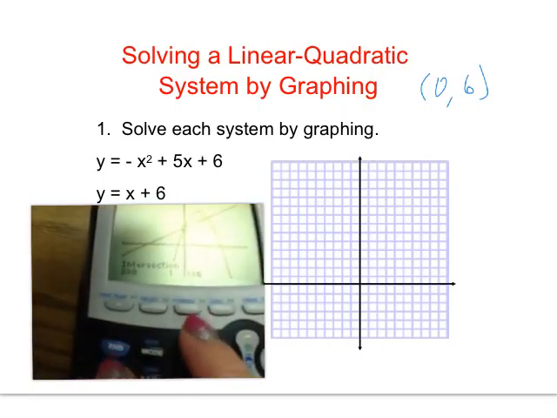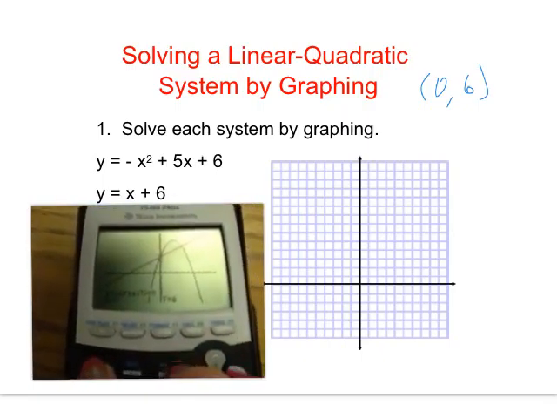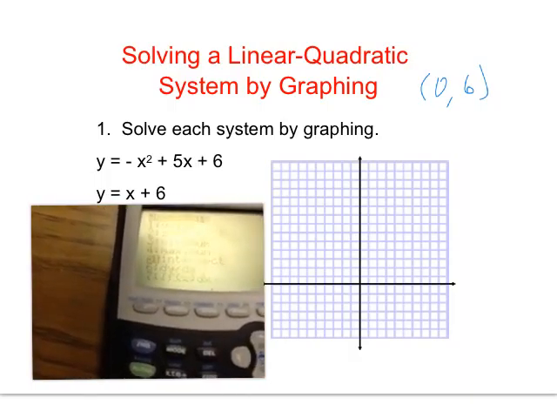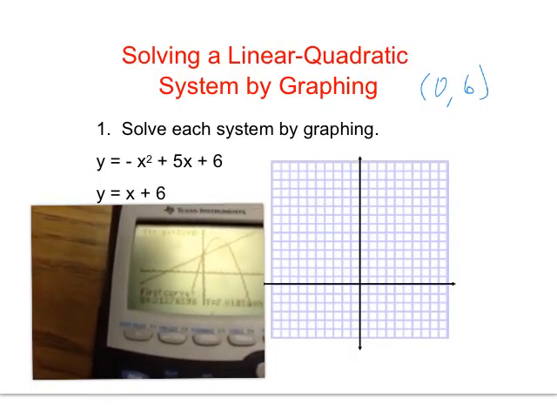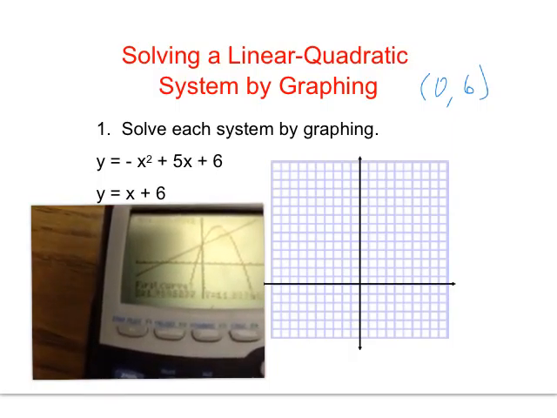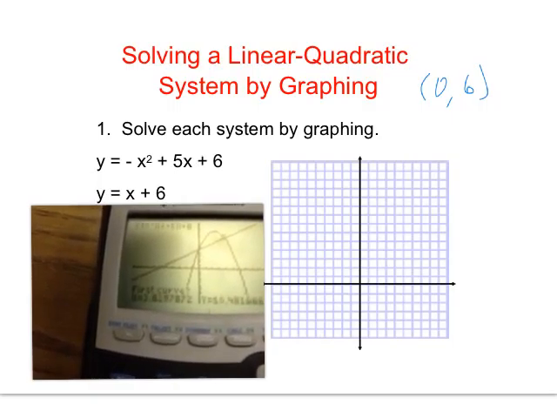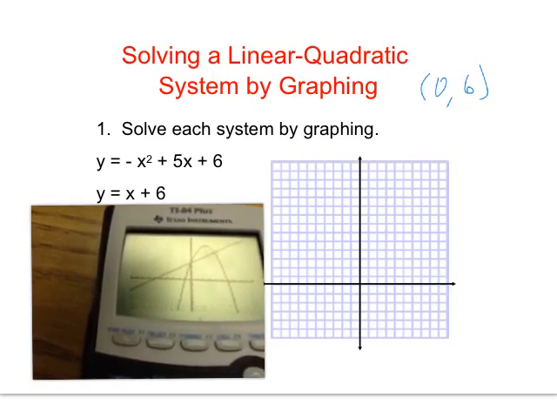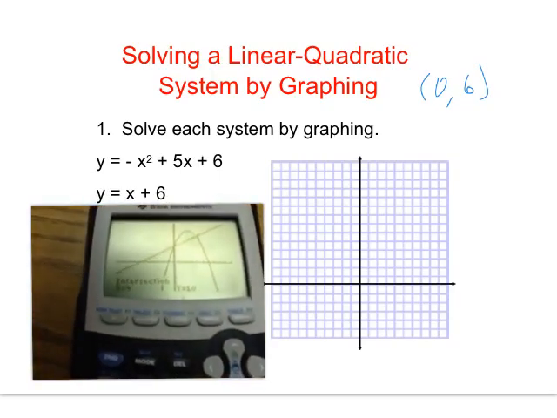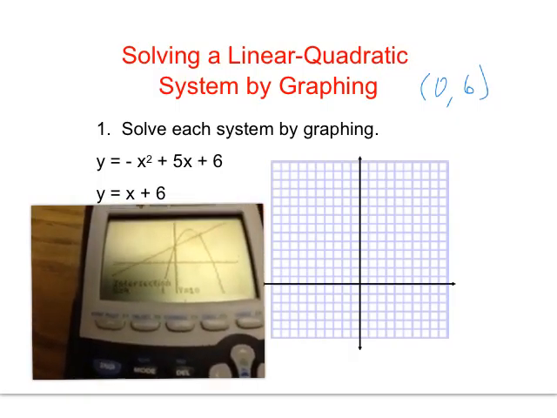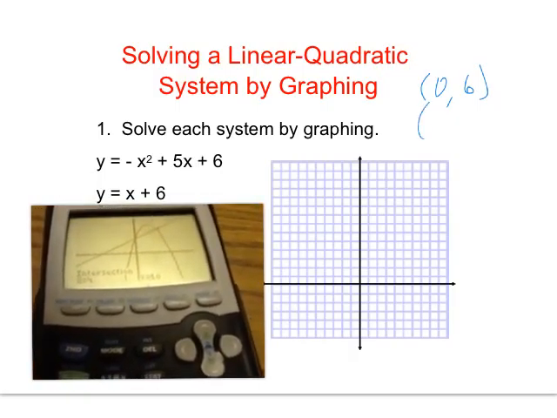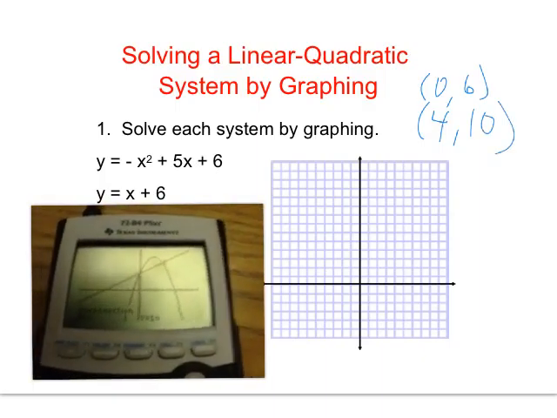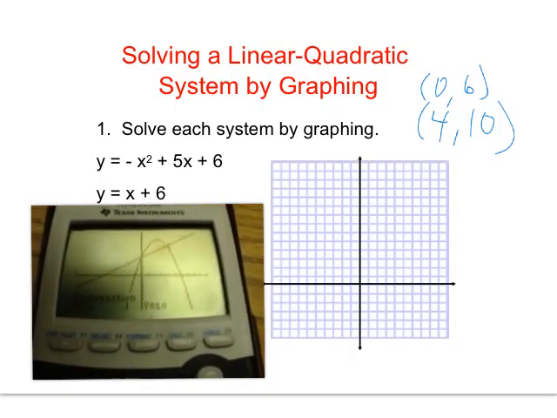So watch carefully. Again, we're going to go to second trace. And we're going to choose intersect, number 5. But this time I want to move my cursor till it's closer to where those are intersecting. Enter for the first curve, enter for the second curve, and enter for my guess. That intersection is at the ordered pair 4, 10. So that's another intersection at 4, 10. All right. So those are my 2 solutions to the system.